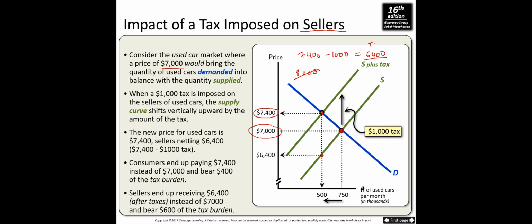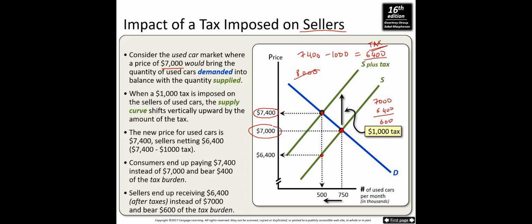So this is with tax. Sellers with the tax get 6,400. If sellers are without tax, they were getting 7,000. So you see the difference now, 6,400. They actually pay 600 of the tax. What happened to the remaining 400? 400 is paid by the buyers.